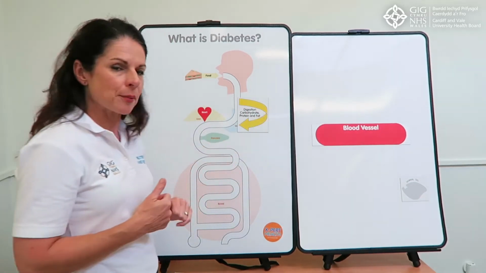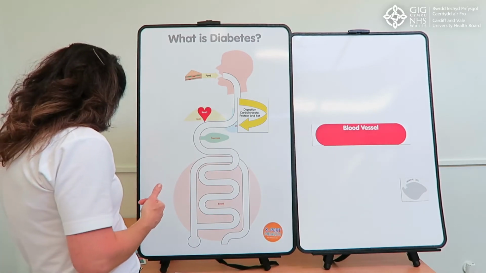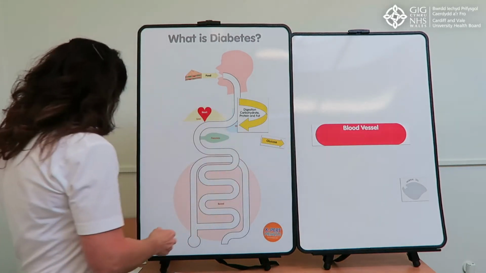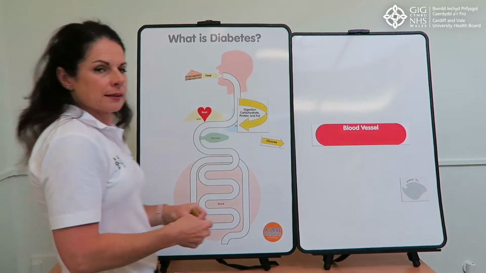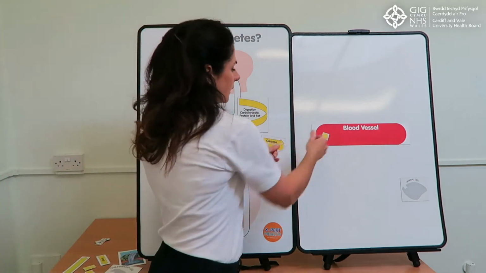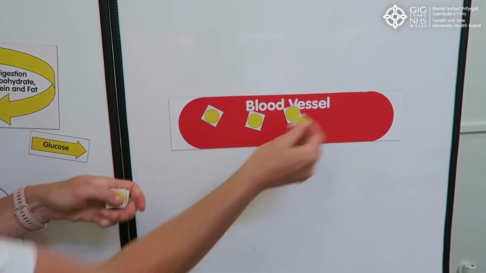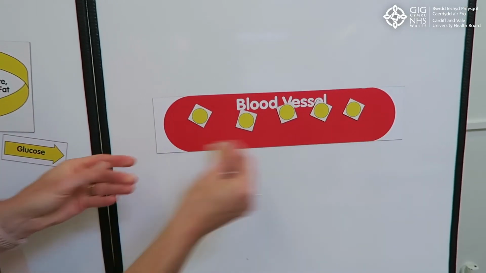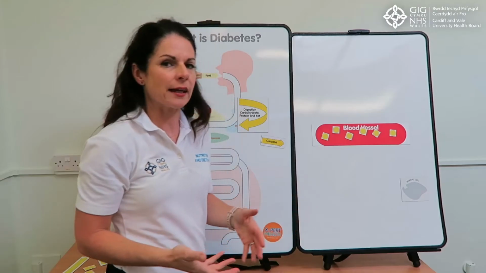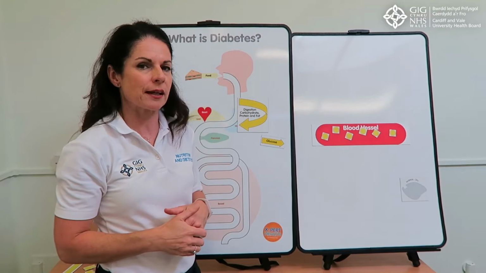So let's look at what happens to the carbohydrate. This is broken down into something called glucose. Now we're going to illustrate the glucose with these little yellow circles. So the glucose is released into your bloodstream, and we need that for energy. It's your body's main source of energy.